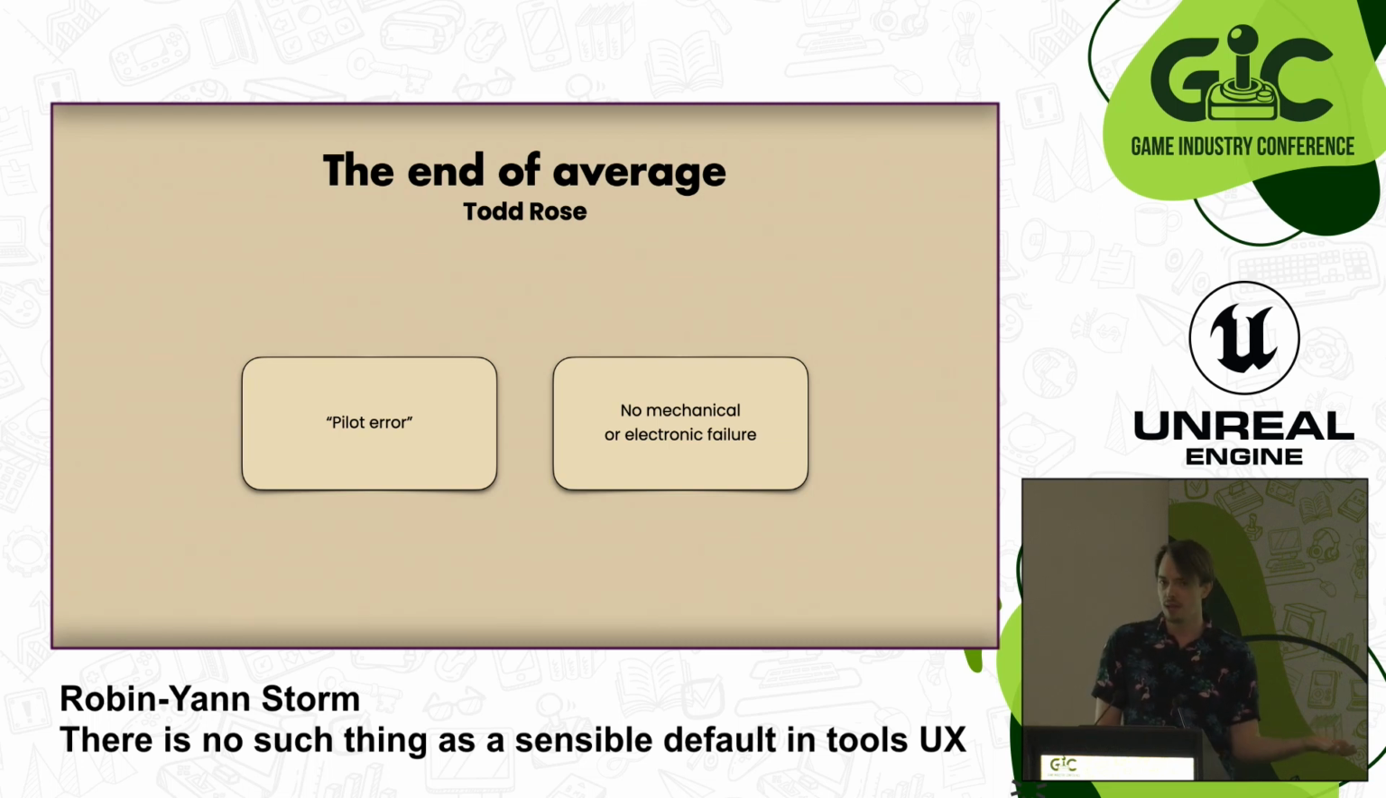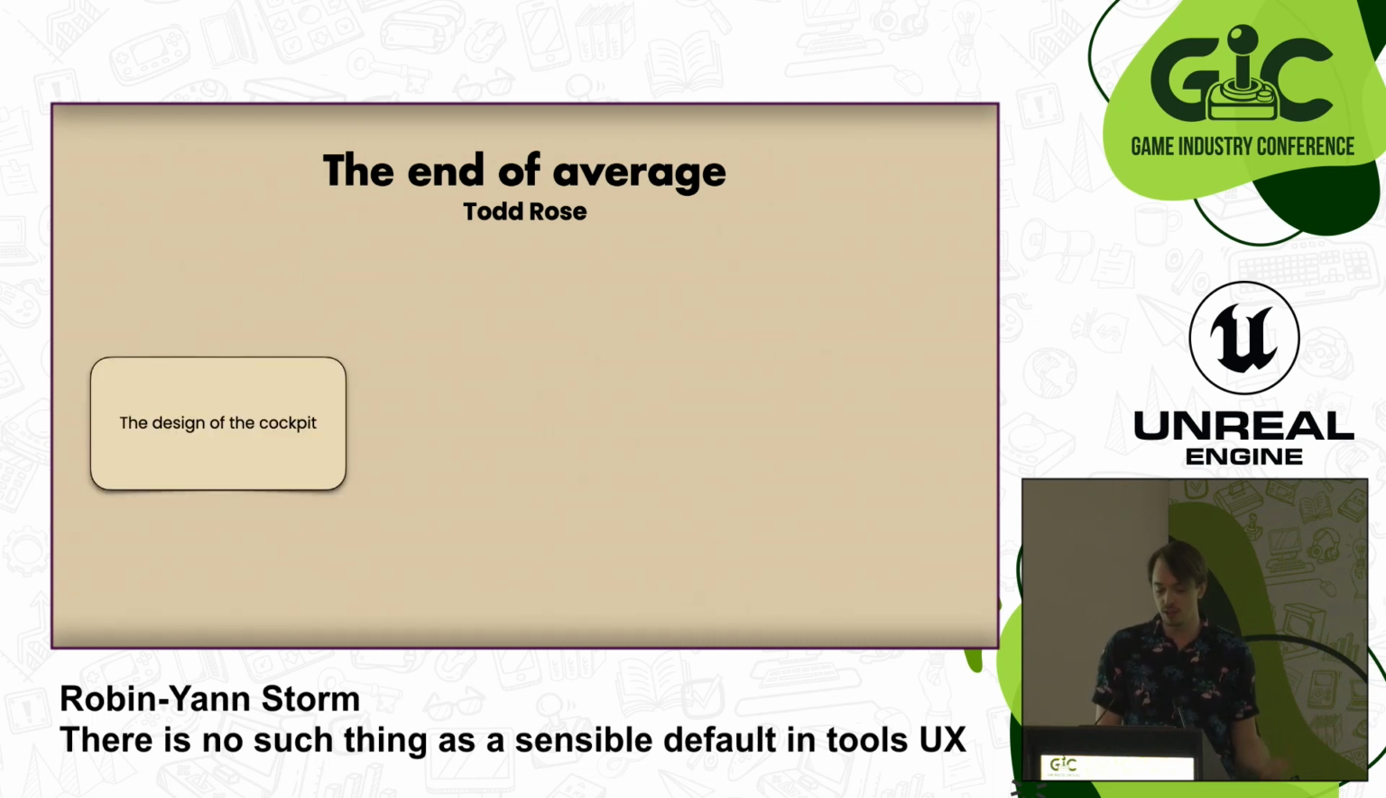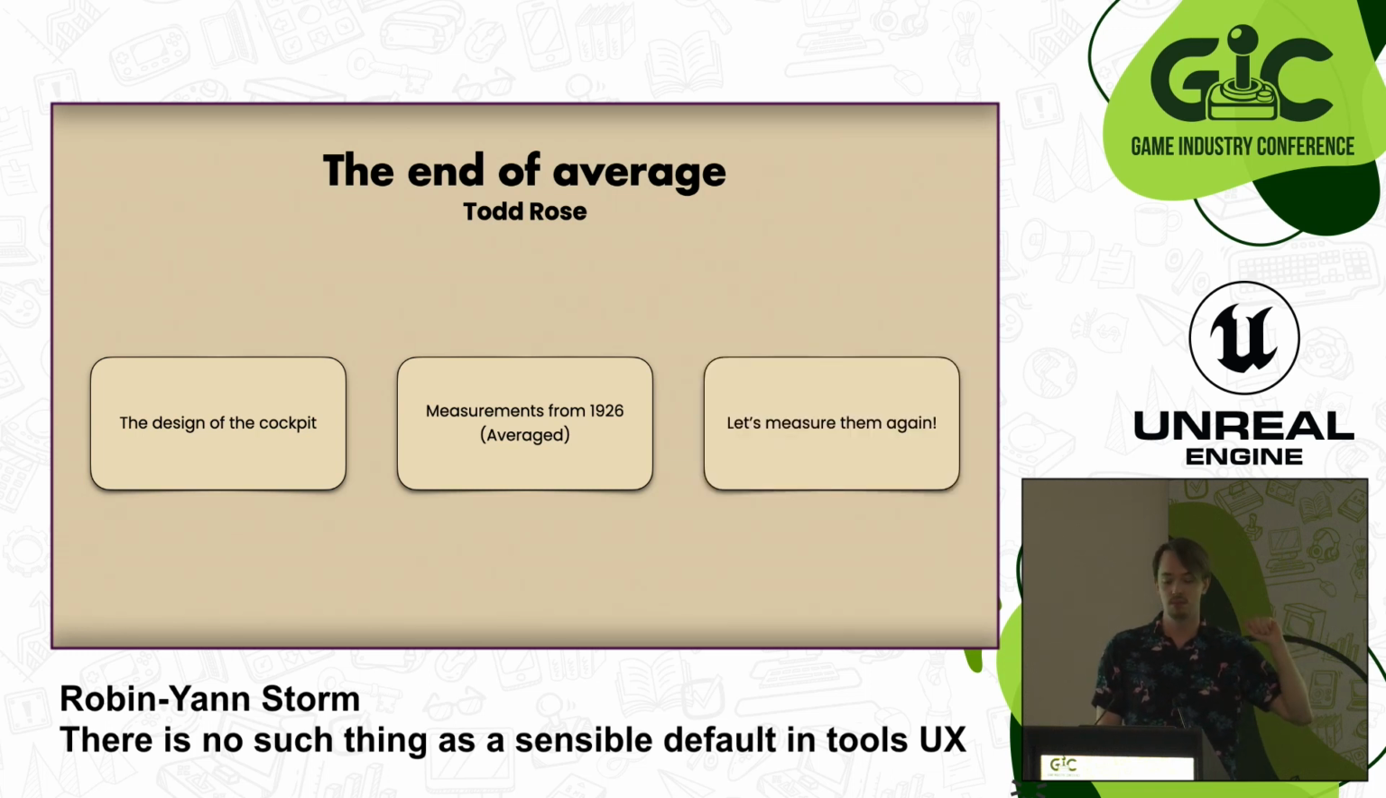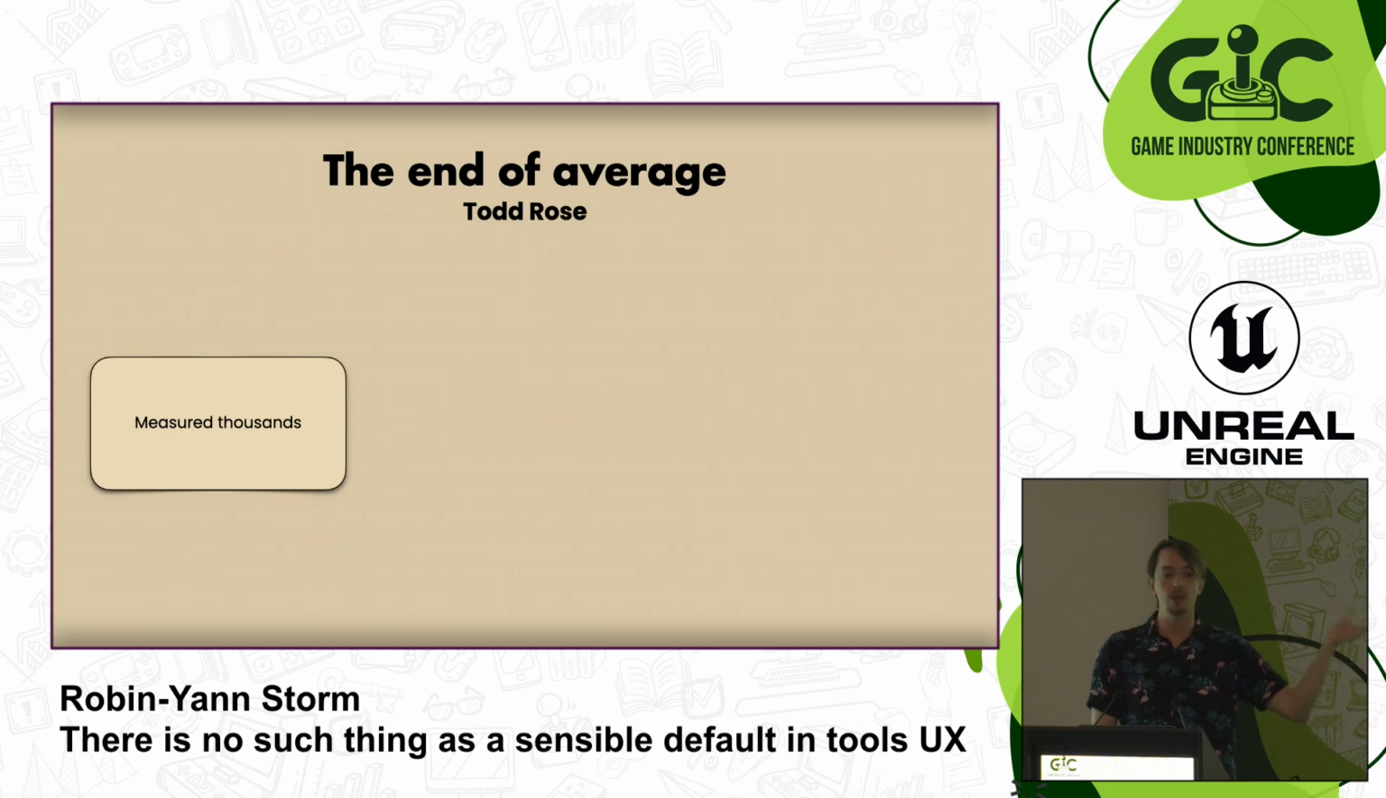So what ended up being an issue? Well, they found out the design of the cockpit. How do you control the airplane? Because it turned out it was shaped and measured from people in 1926. It's a little while ago. People have changed, and it was averaged out for that particular shape. So what was the idea? Let's measure them again. So they measured them again, measured thousands of pilots.